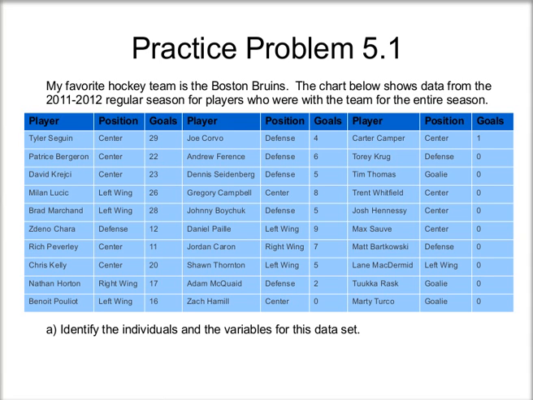So you should have tried this problem on your own, and then if you got stuck, you can follow along with me here. So this is practice problem 5.1. My favorite hockey team is the Boston Bruins. The chart below shows data from the 2011 to 2012 regular season for players who were with the team for the entire season. So this is my chart. Question A, identify the individuals and the variables for this data set.